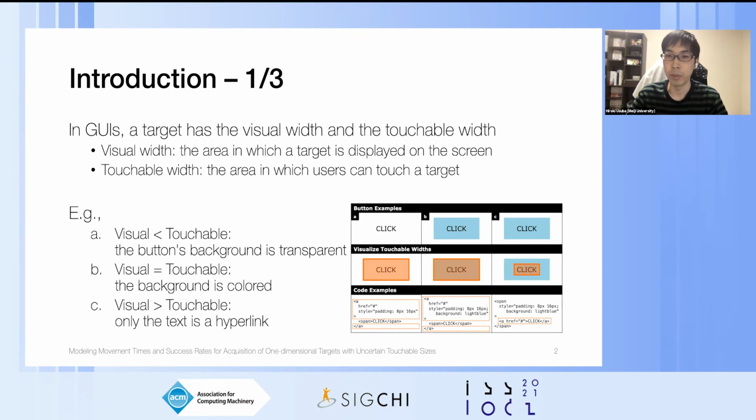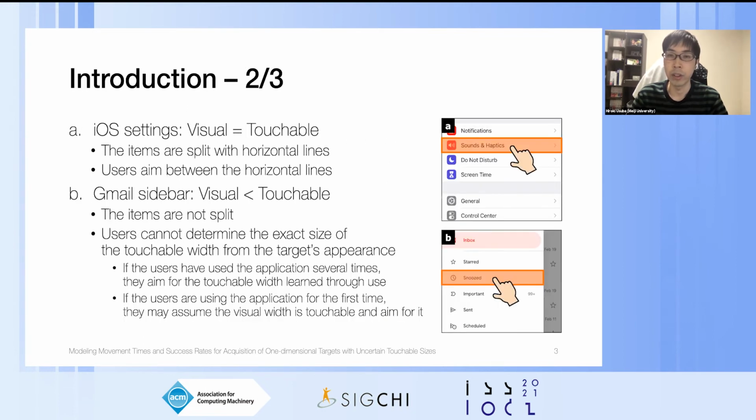In button C, the visual width is larger than the touchable width because the order of the span and anchor tags is reversed, and only text is a hyperlink. In realistic touch interfaces, of course, the visual and touchable width exist. For example, in iOS settings, the visual width equals the touchable width because the items are split with horizontal lines. So users aim between the horizontal lines.